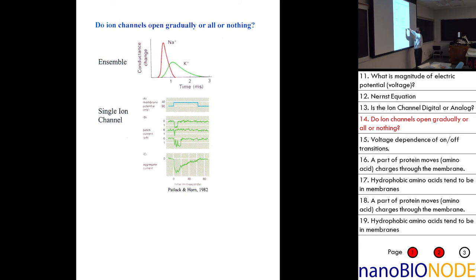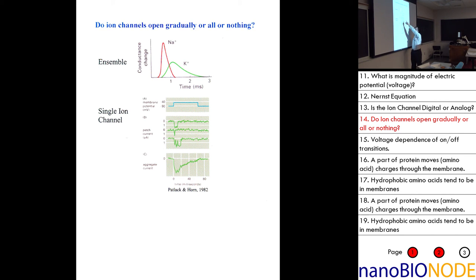For an ensemble, you see this. What you do is you put your single ion channel, and then you flip a switch, and you go from negative potential to less negative or positive. And what you see is the amount of current is zero, and then it immediately goes down, in this case about a picoamp. It stays on, and then it shuts off. And again, same thing, and then it shuts off at a little different time. You can then add all of these up, and you get a curve that looks just like this.